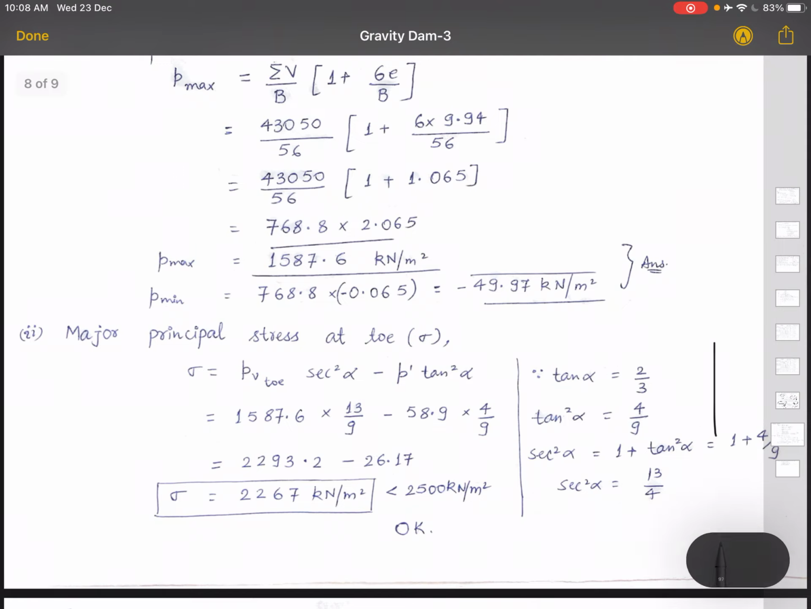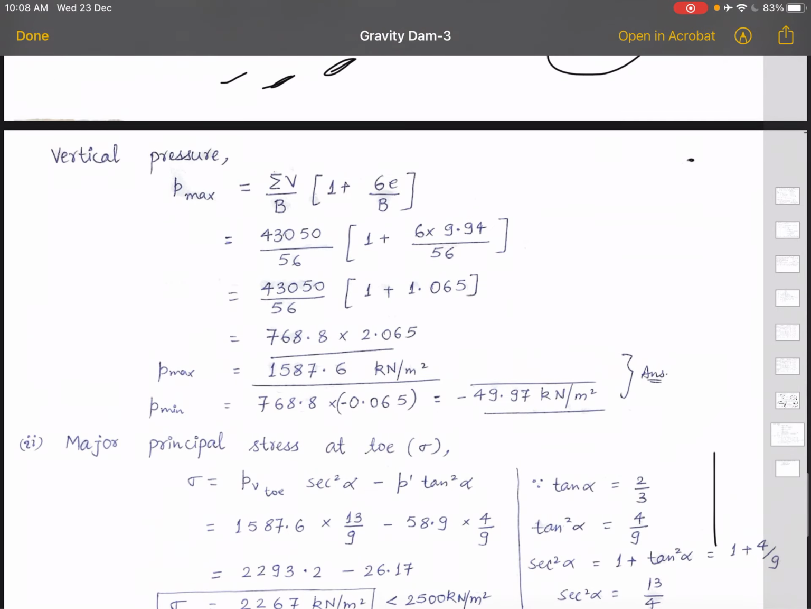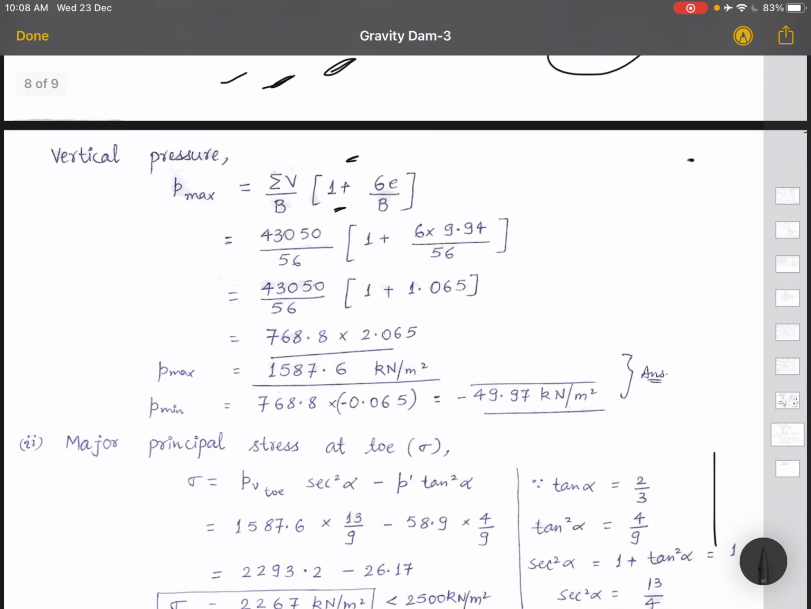So we have to just put the values here and we have to check for what? Pressure. P max is 1 plus 6e by B. So P max is this value, here the plus sign will come. Okay, so you will get 1587.6 kilonewton per meter square, and P min will be 1 minus 6e by B. So you will get this value.